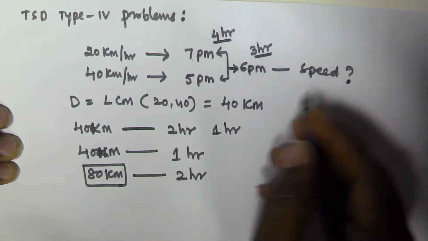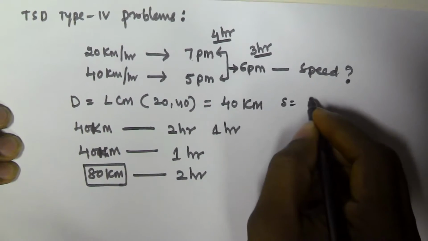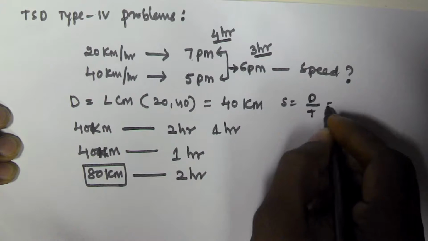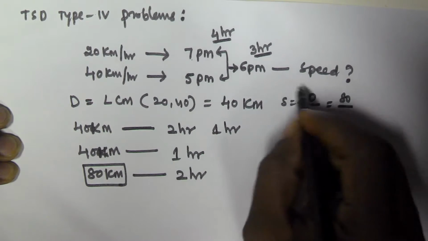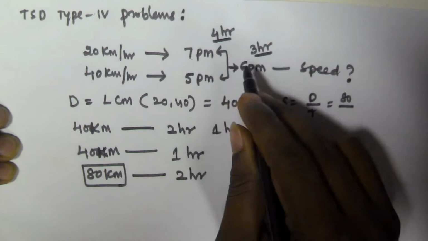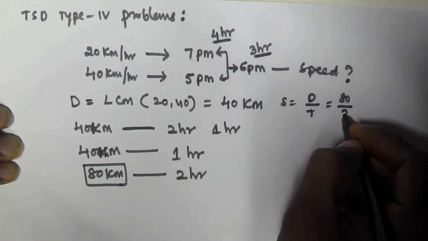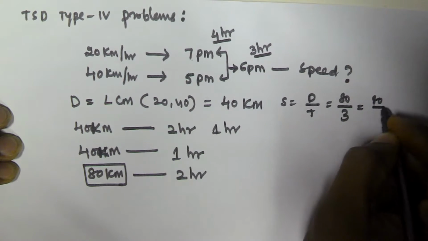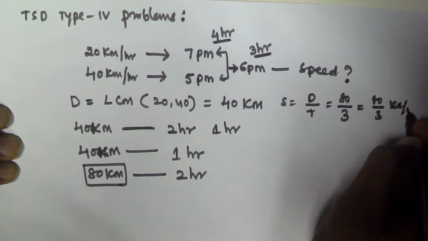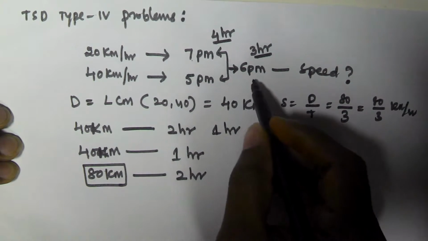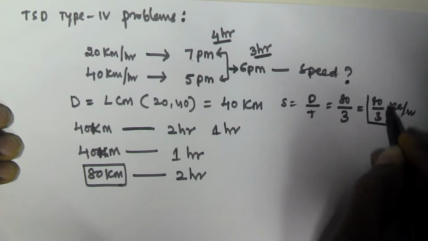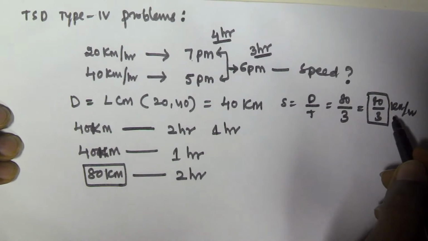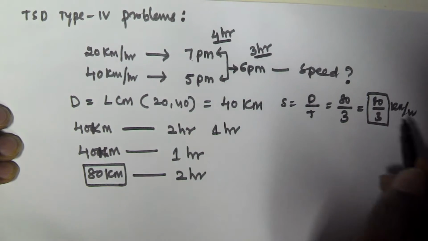So the speed is equal to distance by time. The distance is 80 kilometers and the time he has to travel is 3 hours. So that is 80 by 3 kilometers per hour. To reach his office at 6 p.m., he has to travel with 80 by 3 kilometers per hour. I hope you got this one.